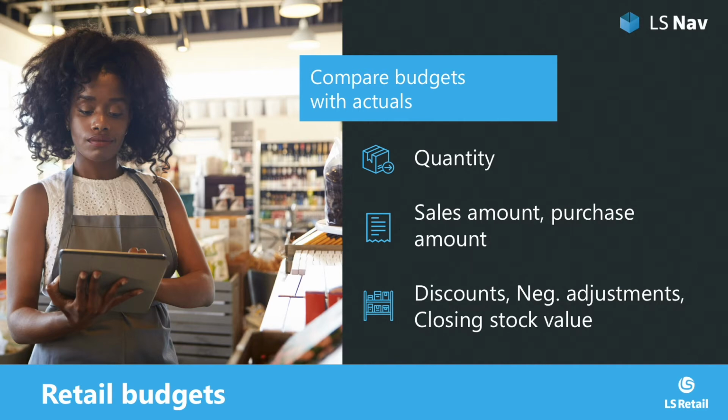Budgets can be based on quantity, sales and purchase amount, but also on discounts, negative adjustments, and expected closing stock value, and any combination of those.